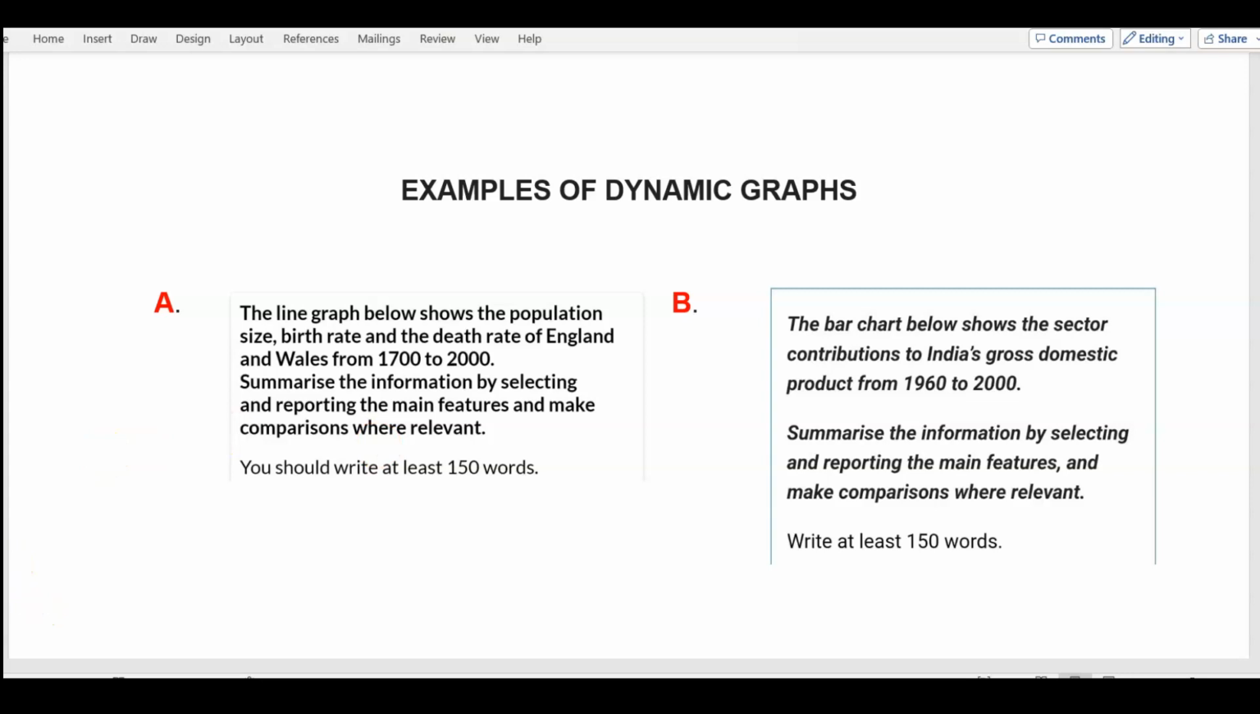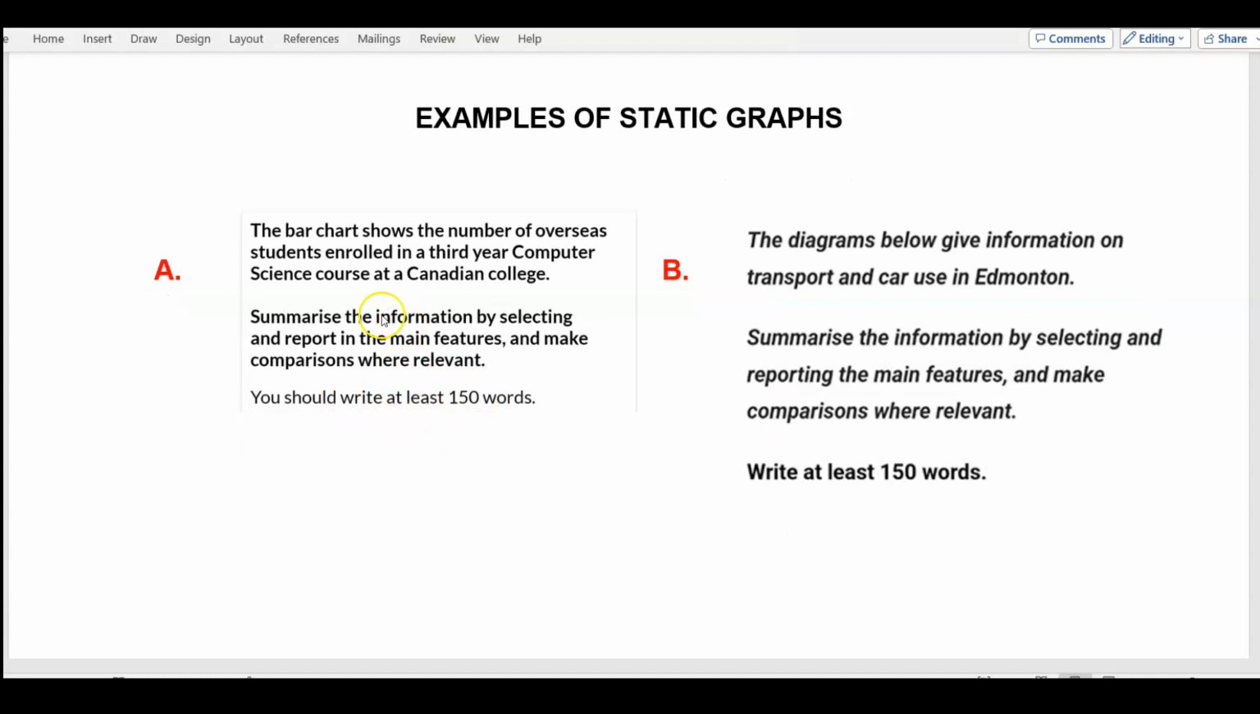Let's check static graphs. Let's look at these questions. The first one: the bar chart shows the number of overseas students enrolled in a third year computer science course at a Canadian college. You can see here that it does not have any year. There is no time period, like maybe from 2000 to 2005. There is no time period, so this is a static graph. Let's look at this next one.